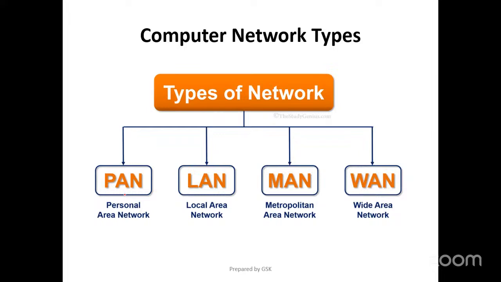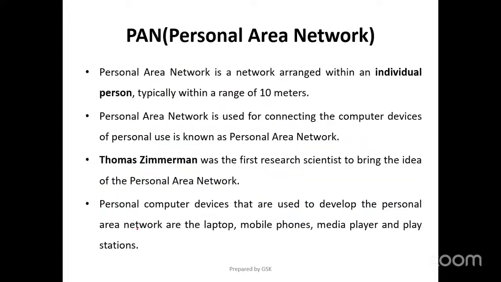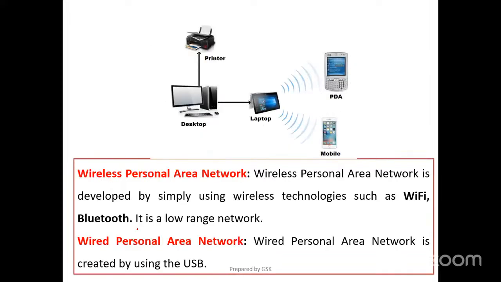We covered that we have four types of the networks: PAN, LAN, MAN, WAN. PAN stands for personal area network. This is used to create a network related to the individuals, like a Bluetooth connection, if you want to transfer the files from one mobile to another mobile or laptop to mobile. And PAN can be wireless and wired.